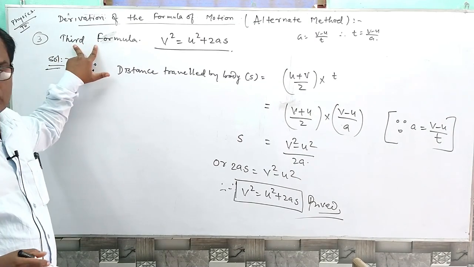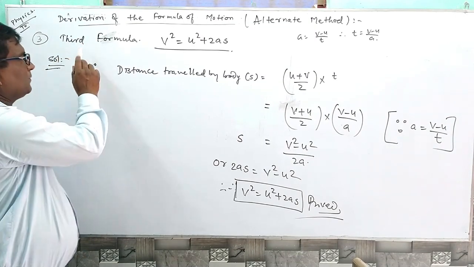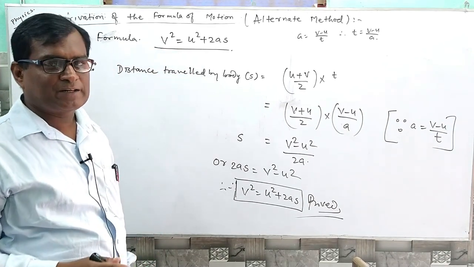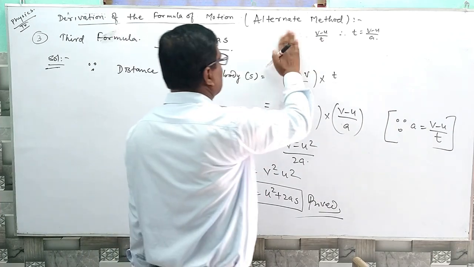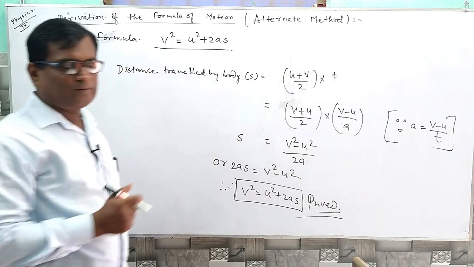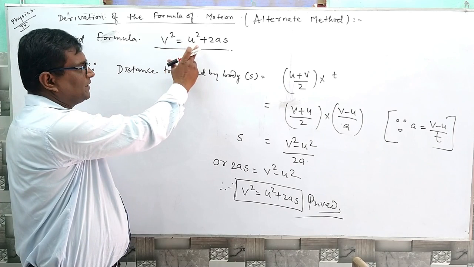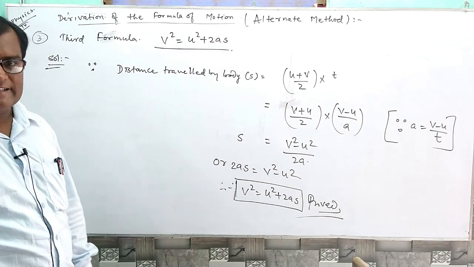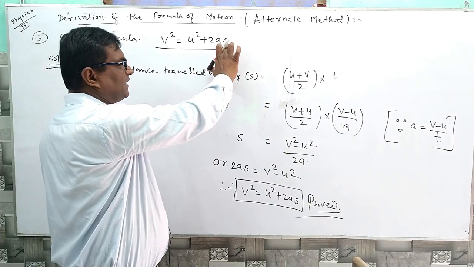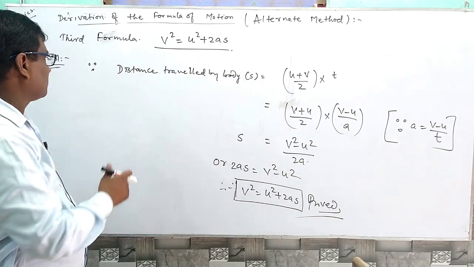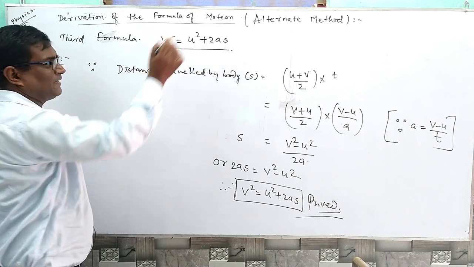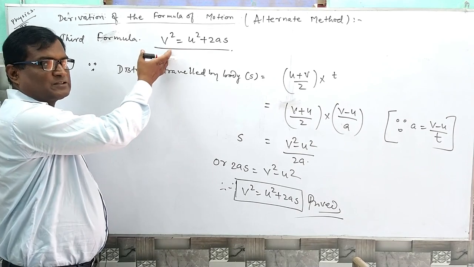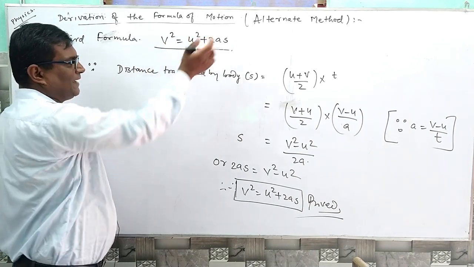We will solve the third equation of motion. The third equation of motion is v squared equal to u squared plus 2as. Here v is the final velocity of the body, u is the initial velocity of the body, a is acceleration, and s represents distance. The relation between them is v squared equal to u squared plus 2as.